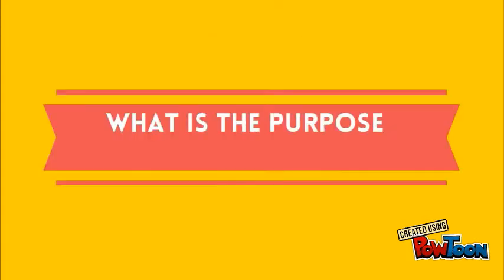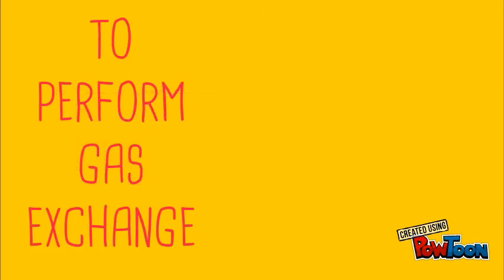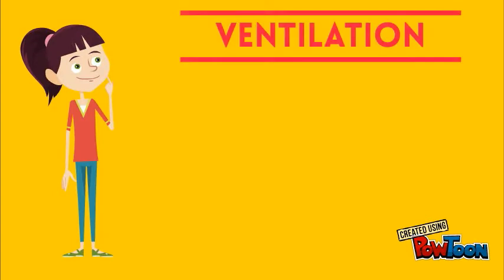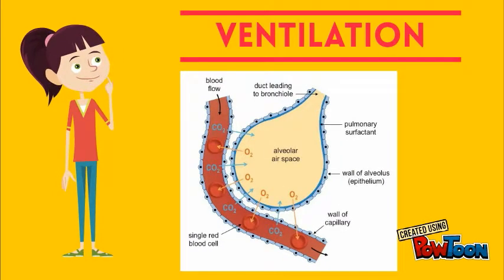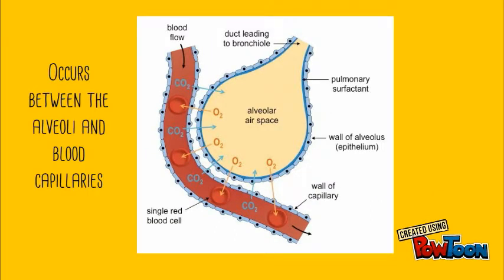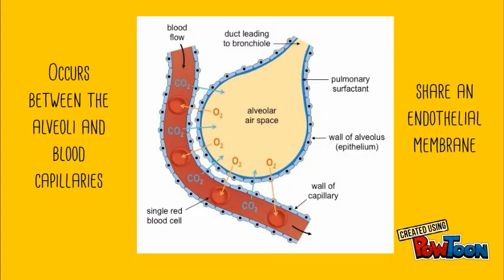The purpose of respiration is to perform gas exchange, a process that involves ventilation. Ventilation is the exchange of oxygen and carbon dioxide, moving between the lungs and the blood. This occurs in the lungs between the alveoli and the network of tiny blood capillaries located in the walls of the alveoli. The walls of the alveoli share an endothelial membrane with the capillaries, enabling oxygen and carbon dioxide to move freely between the respiratory system and the bloodstream.